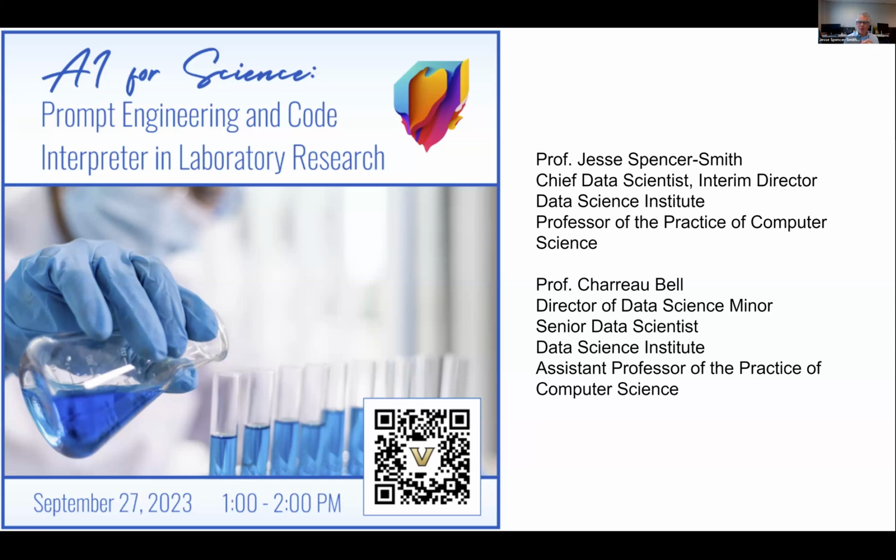We're going to be talking about prompt engineering and something that was previously called Code Interpreter, but is now called Advanced Data Analytics. We're going to be talking about the different ways that large language models with these capabilities can make a huge difference in your research.